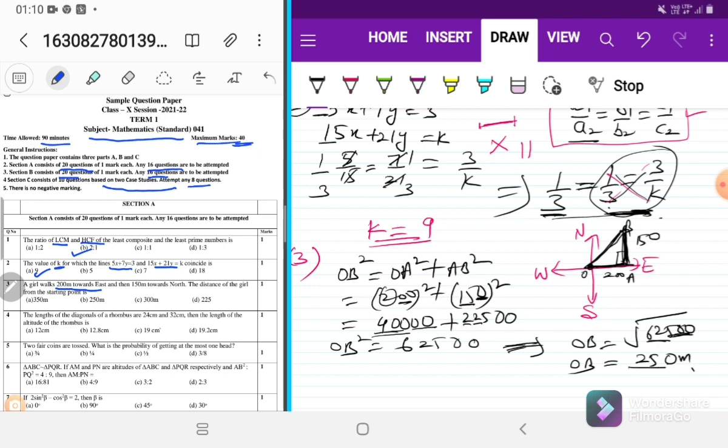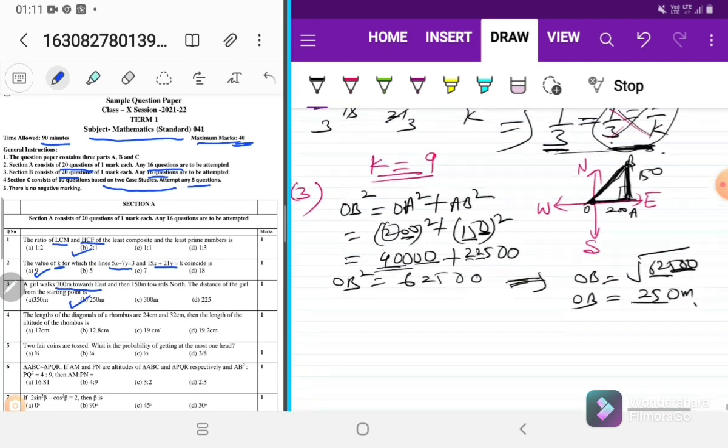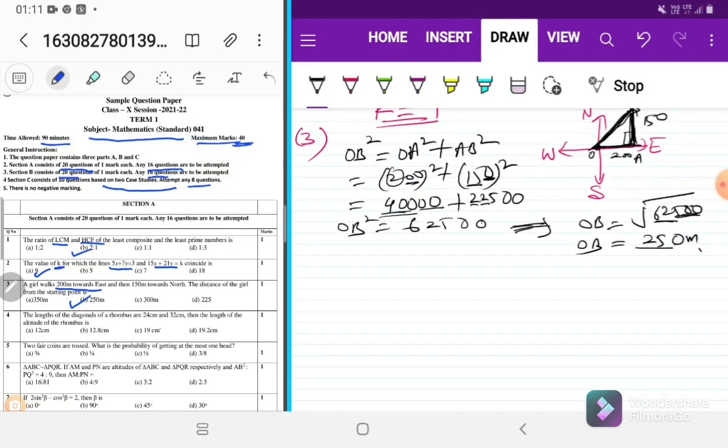250 meter. So your OB is what? The distance of the girl from the starting point. This one. So your answer is 250 meter. B option is your answer. Question number 3, B option. Got it? Come to question number 4.